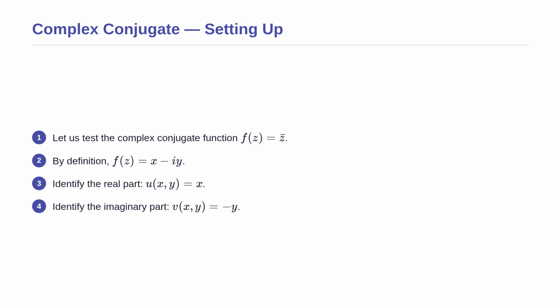By definition, the function is x minus i times y. We can immediately identify the real part u as simply x. This means the horizontal output perfectly matches the horizontal input. The imaginary part v is negative y. It is crucial to include the negative sign here. Let us find their partial derivatives next.